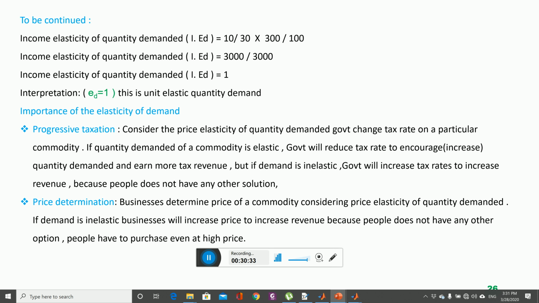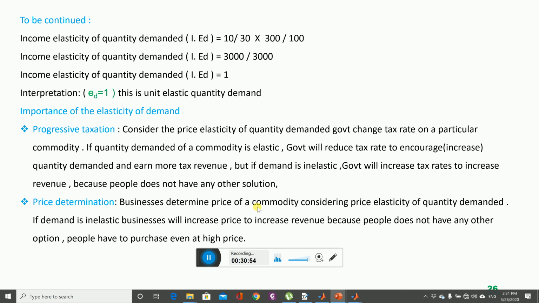If the price doubles or triples, we still have to purchase, and the company has to pay more and more taxes to the state. So when the government is increasing or decreasing the tax rate, the government considers the concept of elasticity of demand. Price determination. This is another importance of this concept.